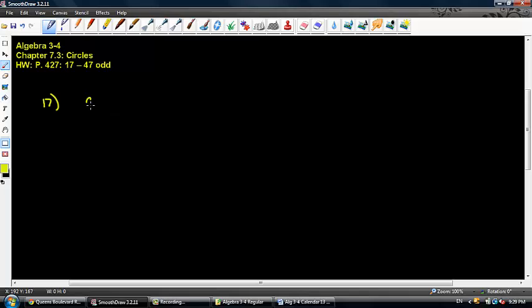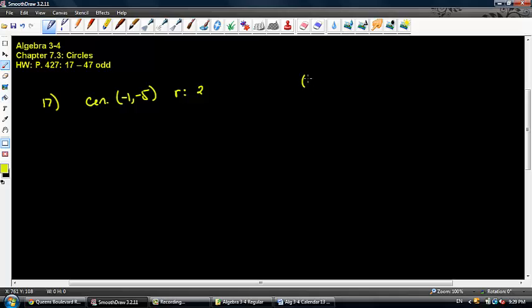So in number 17, they give you a center of -1, -5, and they give you a radius of -2. Oops, sorry, not -2, +2. And so before we do anything, let's go ahead and get the general form of the circle.